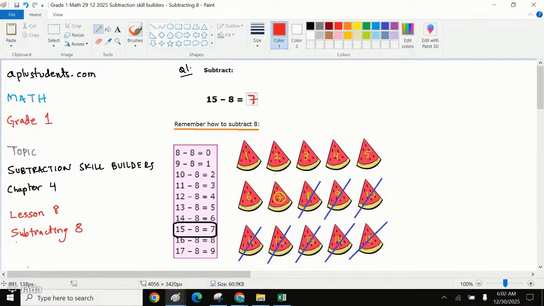Okay. 15 minus 8 will be 7. We can always do it by remembering the grid. That is 8 minus 8 was 0. Nothing is left. 9 minus 8 is 1, right? So we always subtract the smaller number from the bigger number. Okay. Let's move on to the next question.